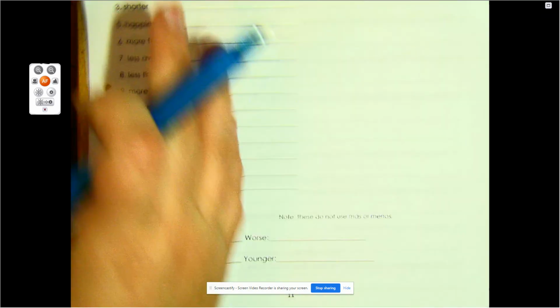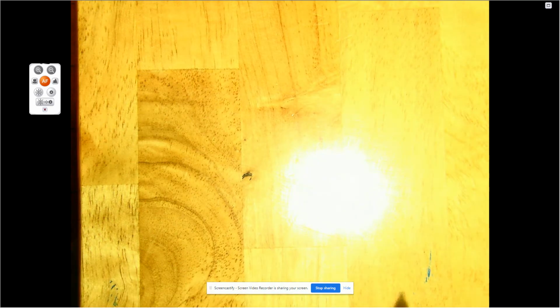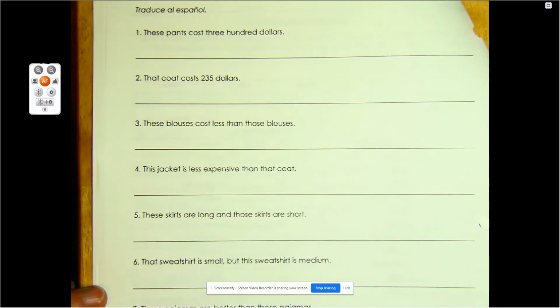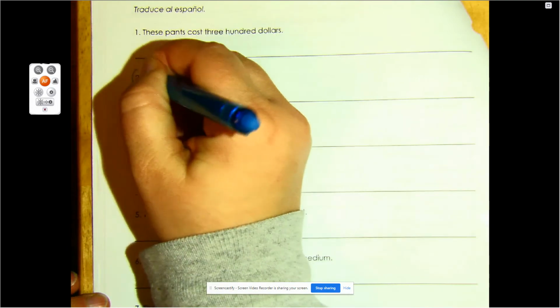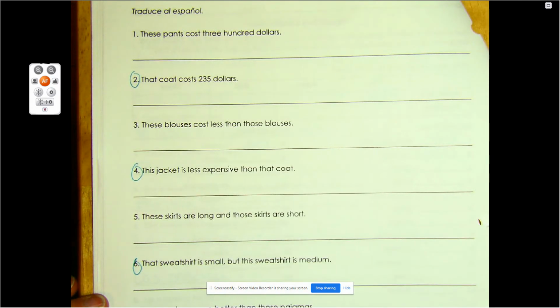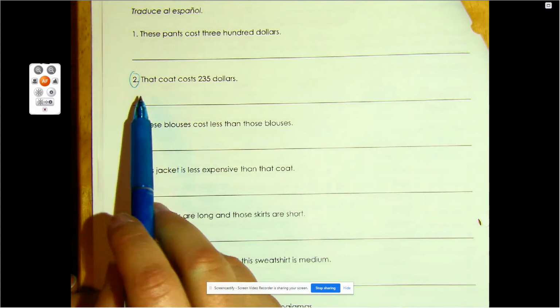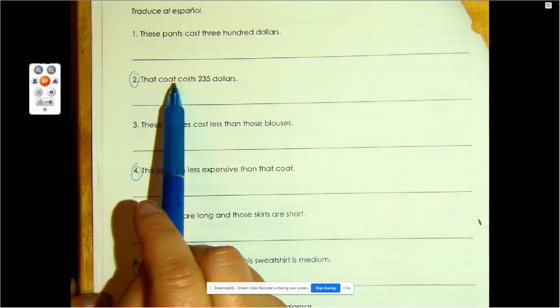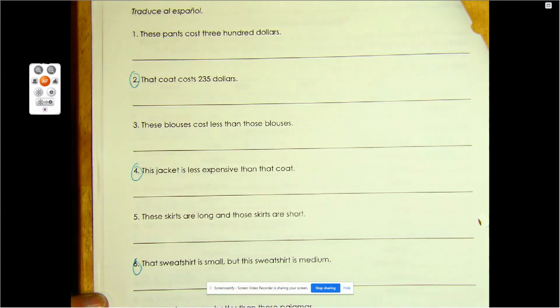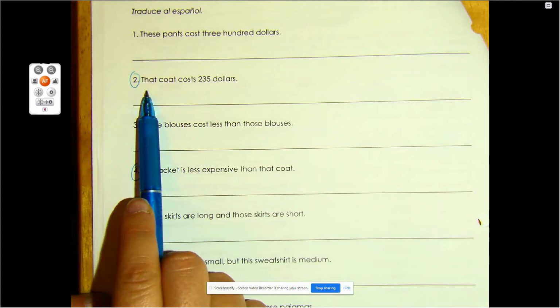Okay, now let's take a look at page 10. We are only going to do the evens on page 10. Okay, you only have to do the evens. So we only have 4 of these to do. So we're going to do the first one together. That coat costs $235. So we're going to say that coat.